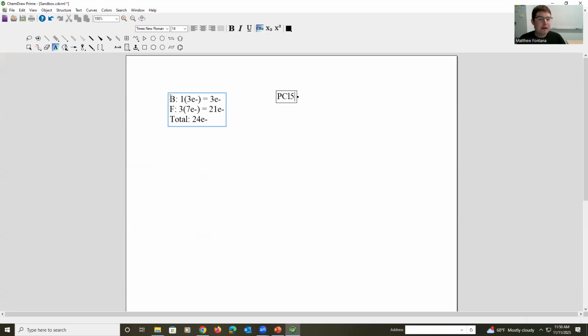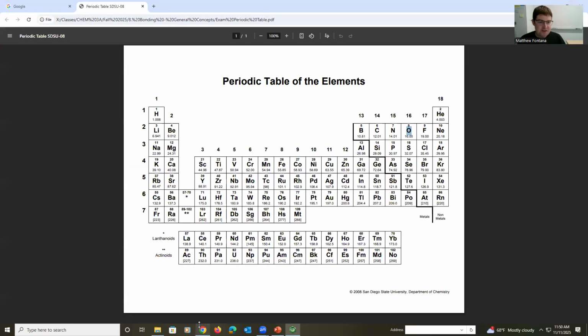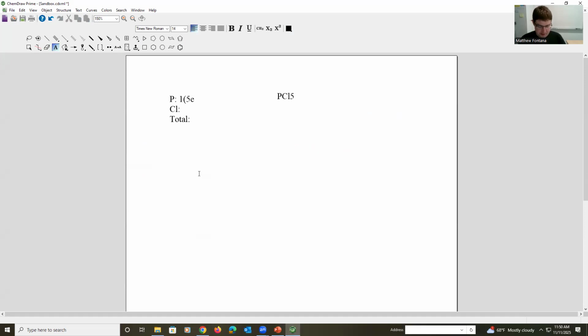Okay. And so we have phosphorus, Cl. So phosphorus, we have one of them. And what column of the periodic table is phosphorus in? Phosphorus is in the one, two, three, four, fifth column. So phosphorus is in the fifth column. And so phosphorus brings 5 valence electrons to the party, which gives us a total of 5 valence electrons.